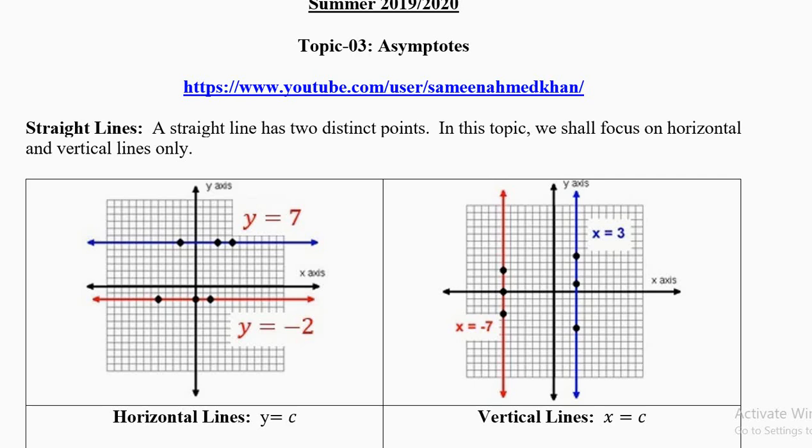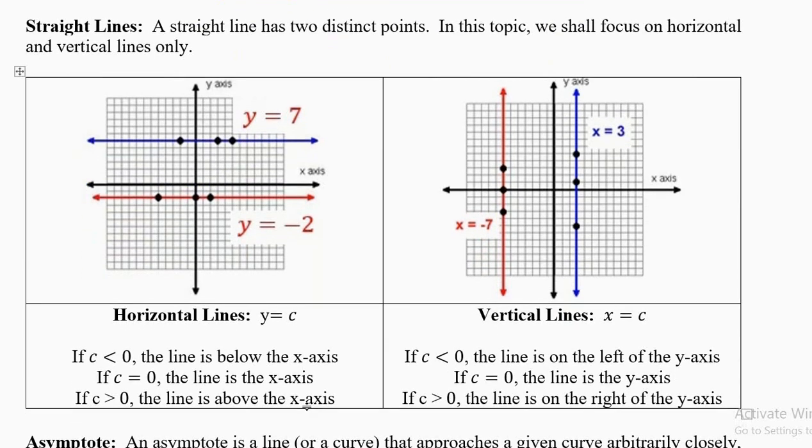Now, here are the two diagrams, horizontal lines and vertical lines. So this is about horizontal lines. Horizontal lines are like this, the blue line and the red line. The black lines are the x-axis. Don't worry about the points, we do not need any information. Now the equation of a horizontal line is y equal to c. If c is 0, then you get the x-axis.